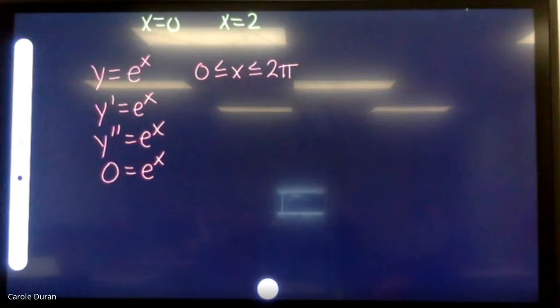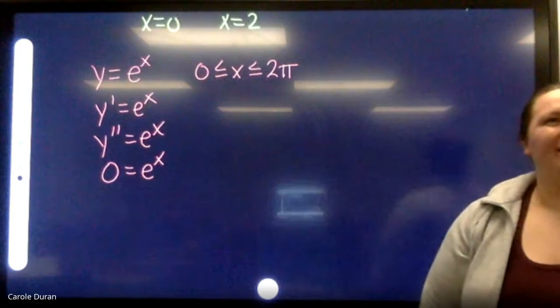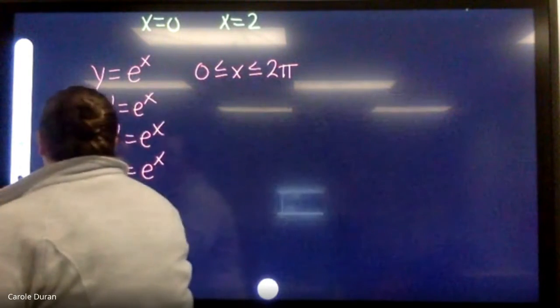Is there one? E to the 1 would just be e. E to the 0 would be 1. Anything to the 0 power is 1. Is there anything that's ever going to make that equal 0? No, because I'd have to have a 0 in the base and that can't happen. So there are no x values where that is true.